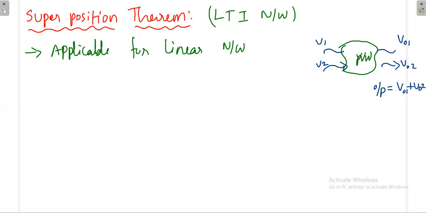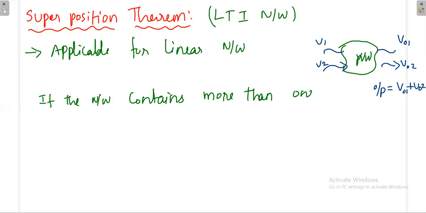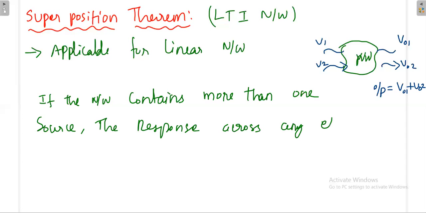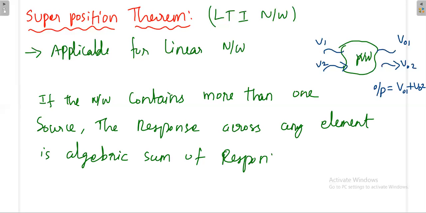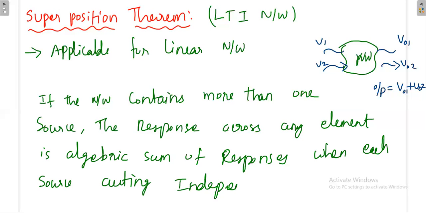So if the network contains more than one source, the response across any element is the algebraic sum of the responses when each source is acting independently.